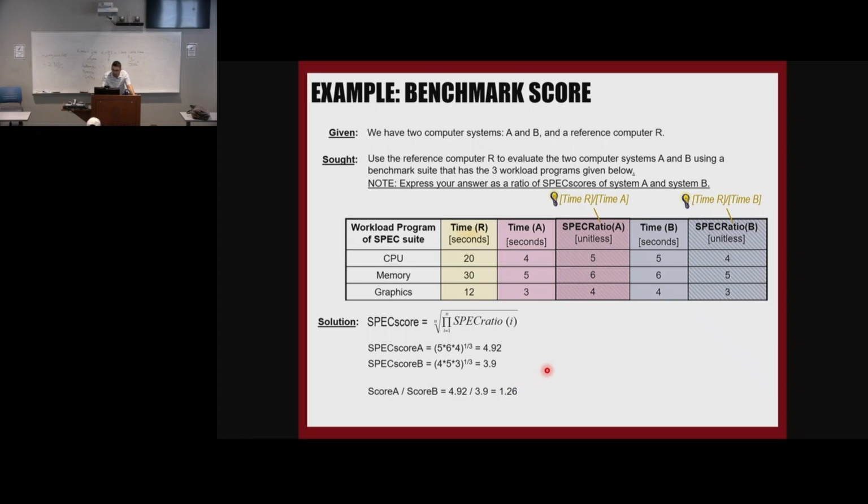You could have calculated this 1.26 by calculating the execution time as well, but when I specifically say that I want to see SPEC scores, you have to go through the SPEC ratio path. All right. Any questions?